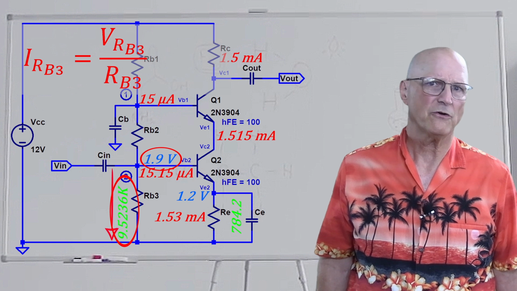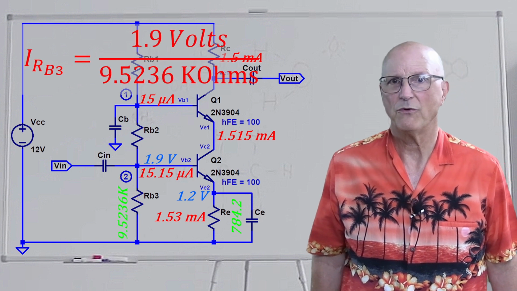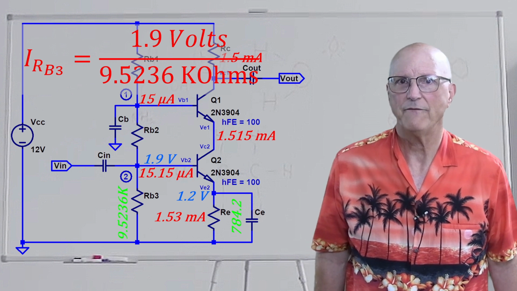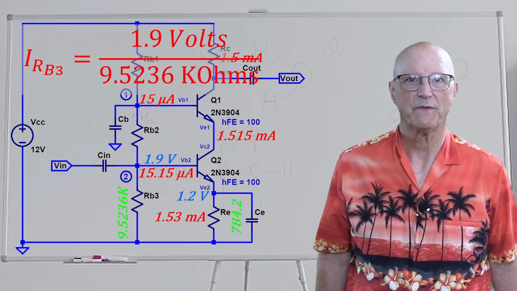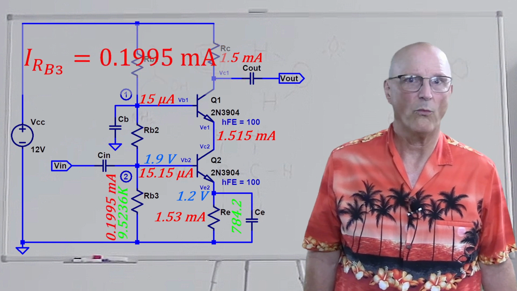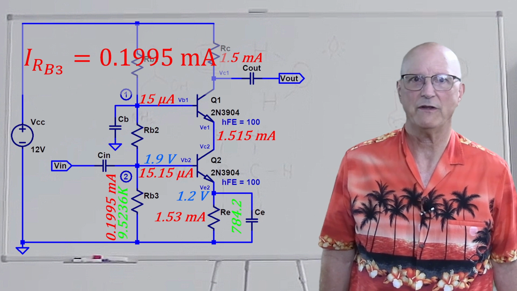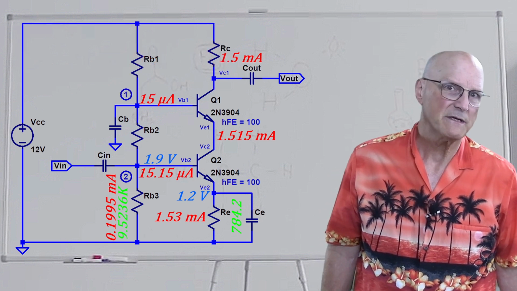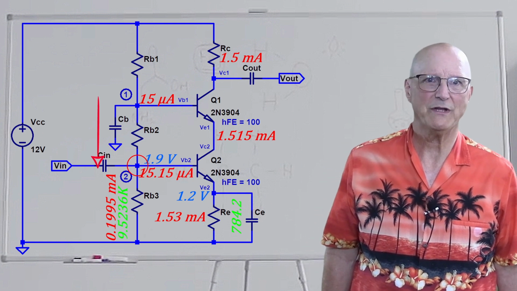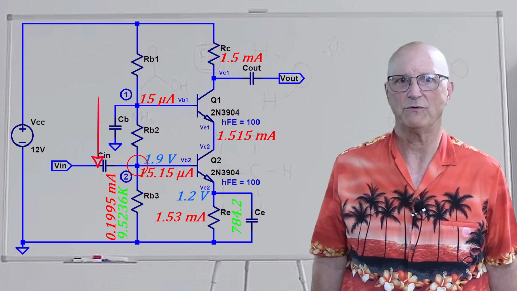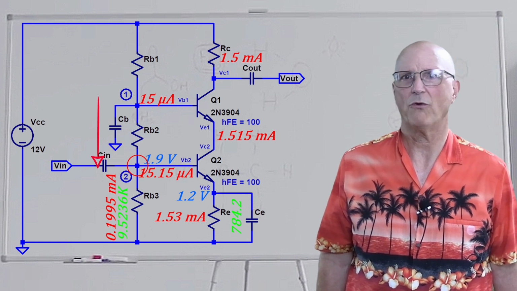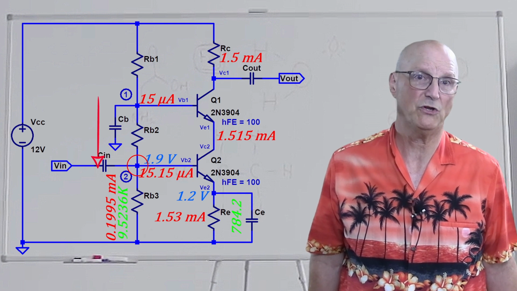This gives us the current through RB3 is equal to 1.9 volts divided by 9.5236 k ohms. So, the current through RB3 is equal to 0.1995 milliamps. Now our next step is to determine the current through RB2, which is the current entering the node at the base of Q2. To do this, we write Kirchhoff's current law equation around the node at the base of Q2.